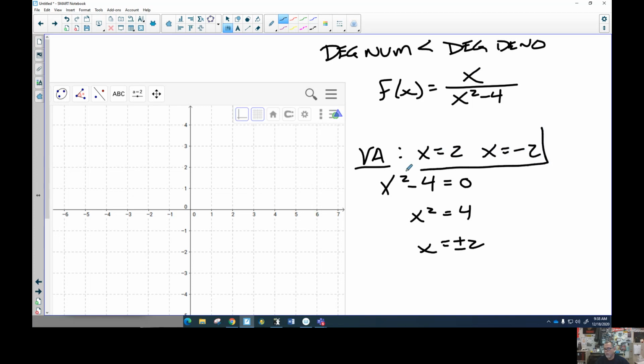Notice I wrote them both out. This is what we're going to ask you to do on quizzes or tests, that you've got to write both of these out as equations. All right, horizontal asymptote, there is a trick here too. This one's easier than the last one, because if the degree on the top is smaller than the degree on the bottom, well, the degree on the bottom is going to grow exponentially faster, right?